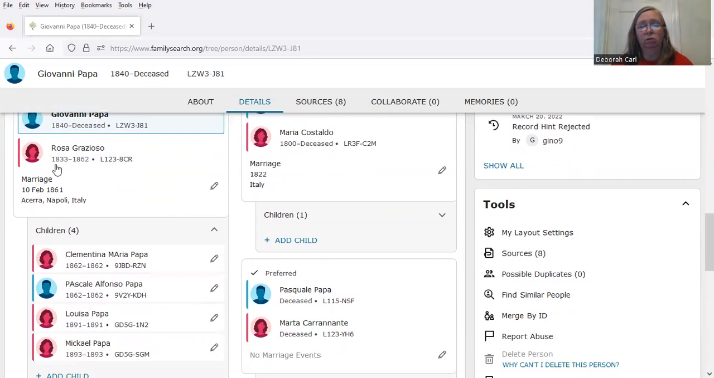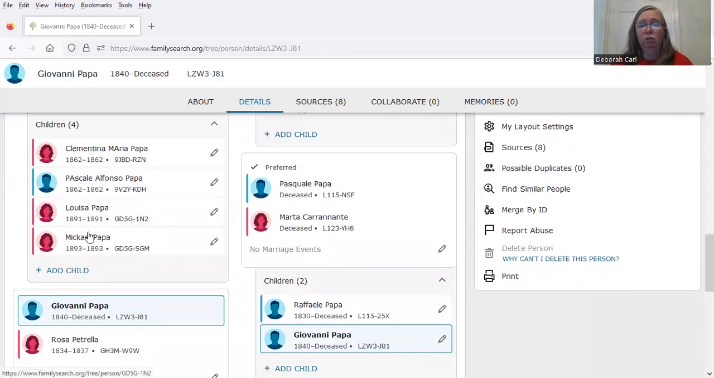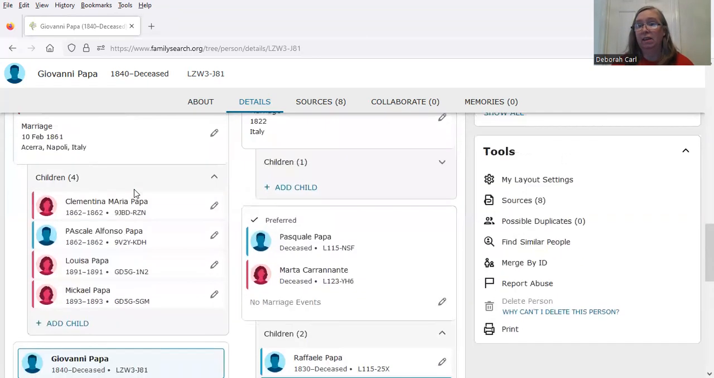Rosa Graziosa, she was born about 1833, died about 1860. She died 1 July 1862, which was the same date her twins were born. So she probably died in childbirth. Then we have these two children here who are born way after she died. I looked at the sources there. There is a death record for them. They both died as infants, and the parents are Giovanni Papa and Rosa Papa. The names match. Well, the record was for New York, so the mother would have taken the father's surname, Rosa Papa. So yeah, the names match, but she's dead. This is not possible. So I'm going to have to remove these children from this entry.